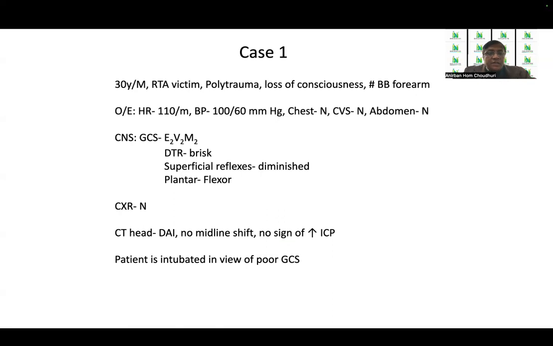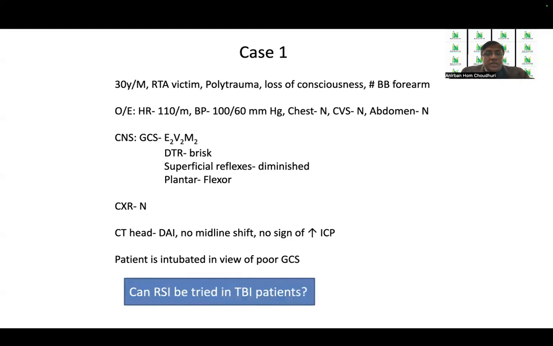The chest X-ray reads normal. And on CT head, there is diffuse axonal injury with no midline shift and no signs of raised intracranial pressure. But in view of poor GCS, the patient needs to be intubated. Now, the first question that arises in this scenario is, can we try rapid sequence induction for intubation in these patients of traumatic brain injury?